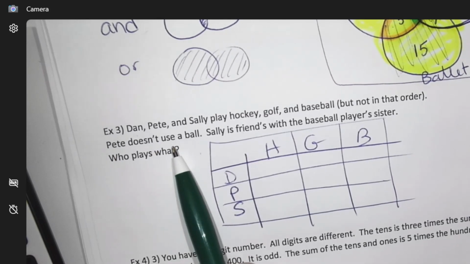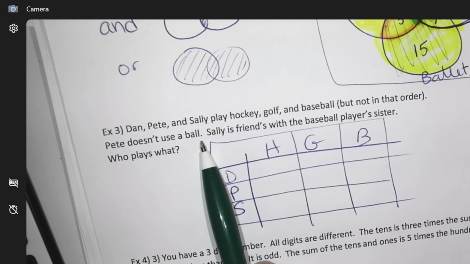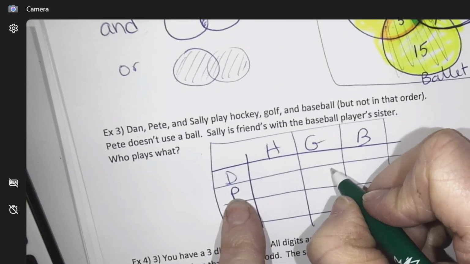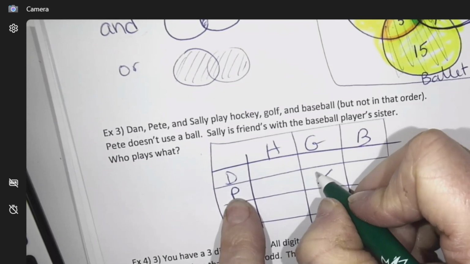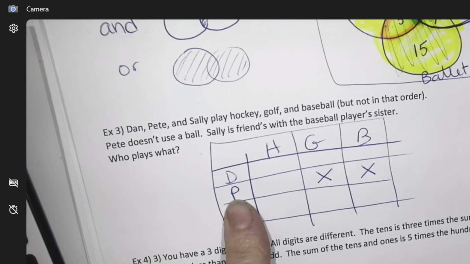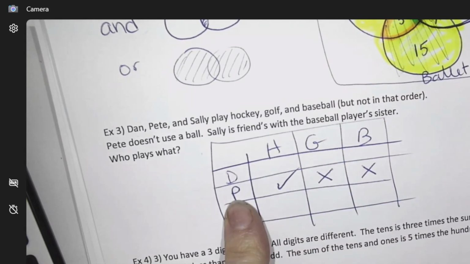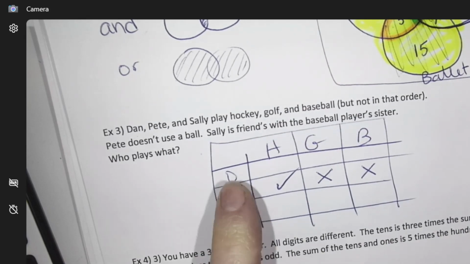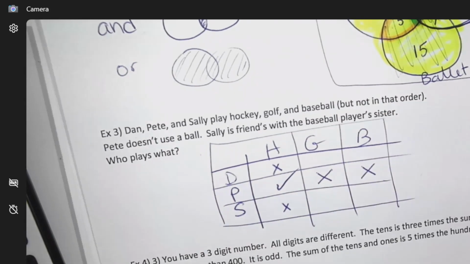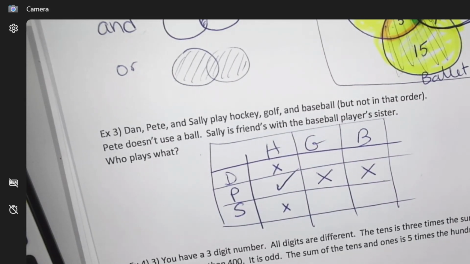Pete doesn't use a ball. So I'm going to go to Pete. He doesn't use a ball, so he can't be a golfer or a baseball player. I now can conclude what? Boom, he's the hockey player. So if he's the hockey player, I can also say that Dan's not the hockey player, Sally's not the hockey player.